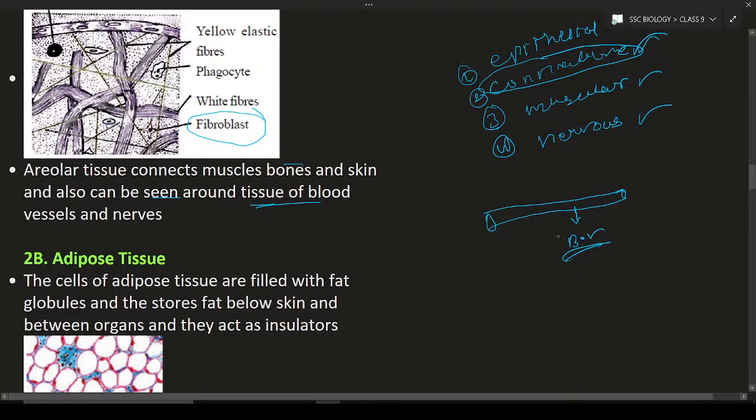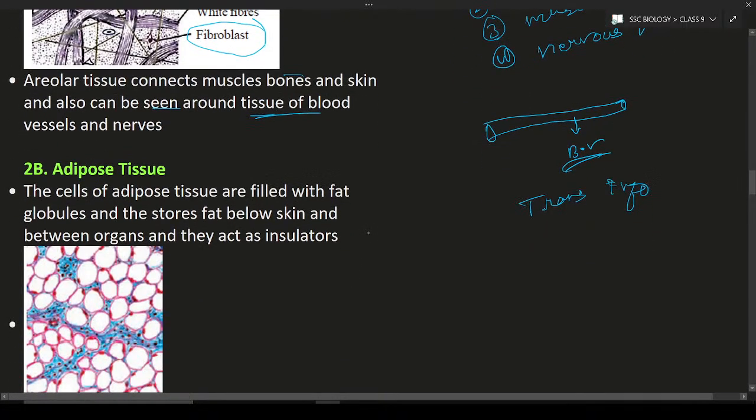Nerves are cells that are involved in the transmission of information. So this is the importance of the nerves. We will discuss the nervous tissue after a moment, or in the next class. Okay, so next one is the adipose tissue.